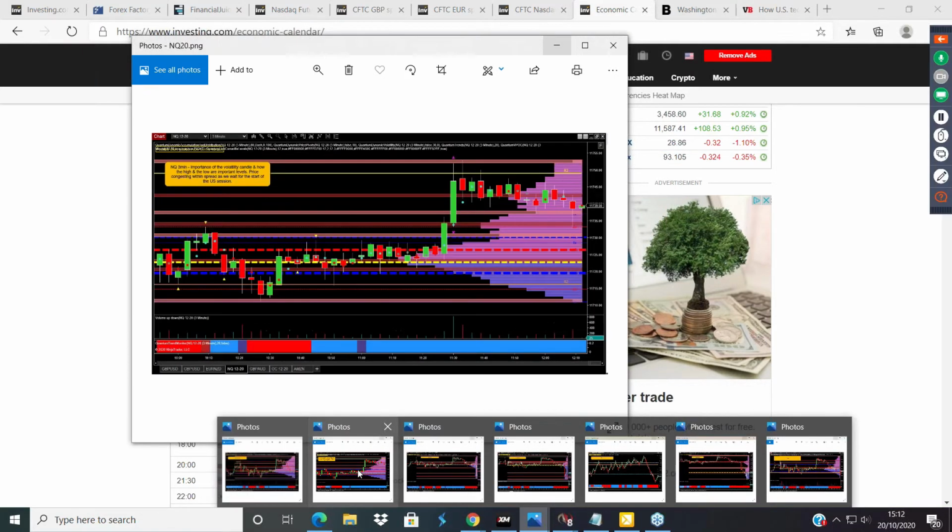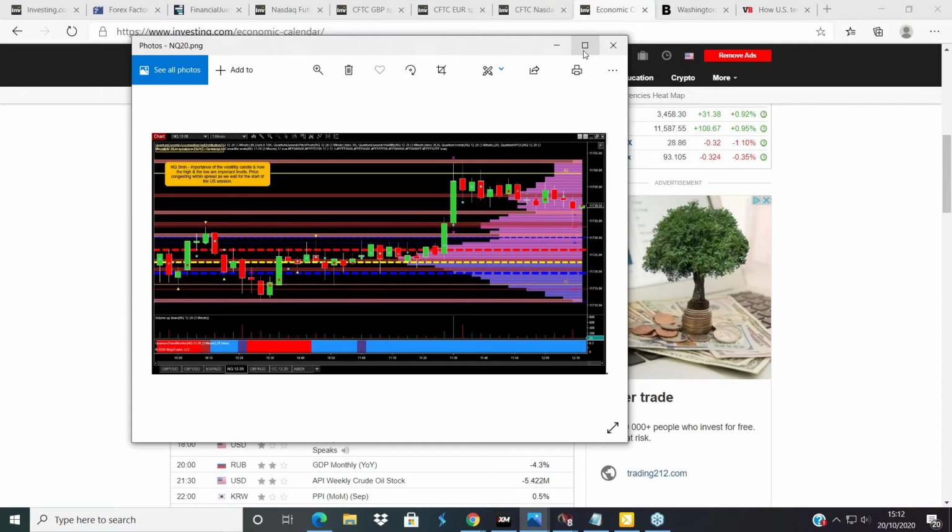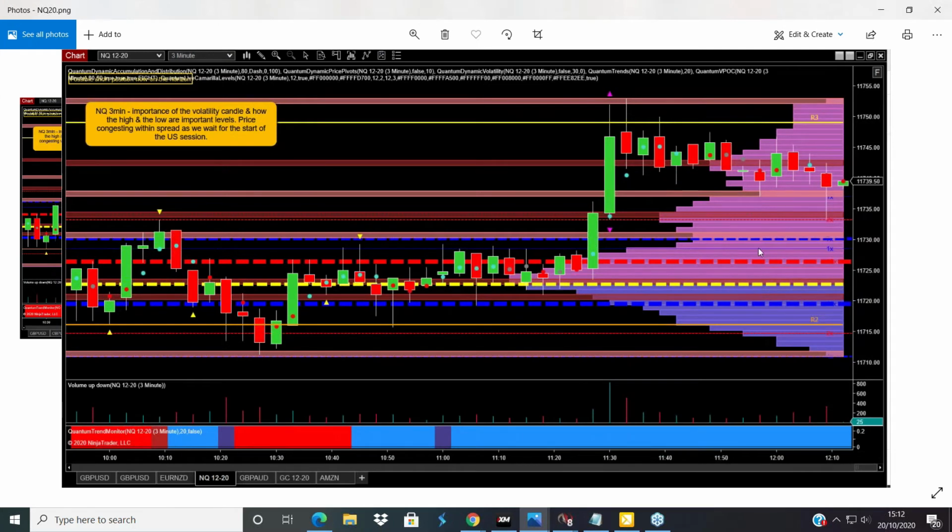Let's have a look. Here we are. This was the first one. Yes, here we are. This was the NQ at, where were we? About 11:30 this morning, as we can see here. There was a really nice move up away from the volume point of control. The volume under this candle, it was a very wide-spread up candle, but not a huge amount of volume.